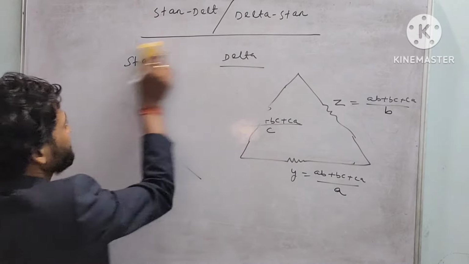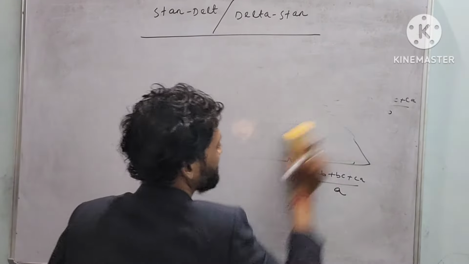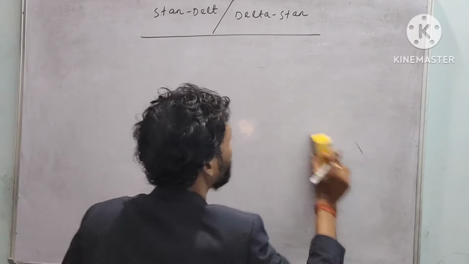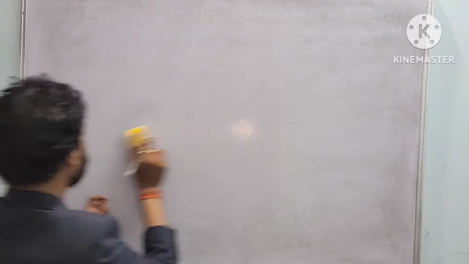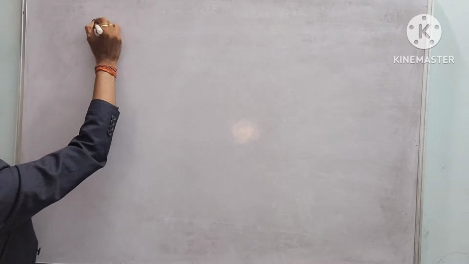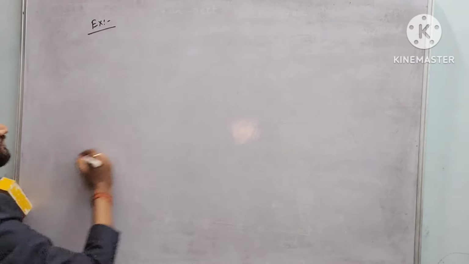Okay. So now what we'll do, by using that theorem, we'll simplify a circuit. Let us take a small example.